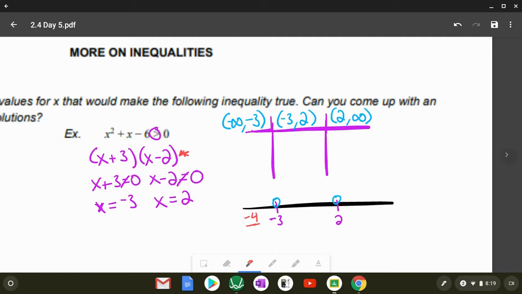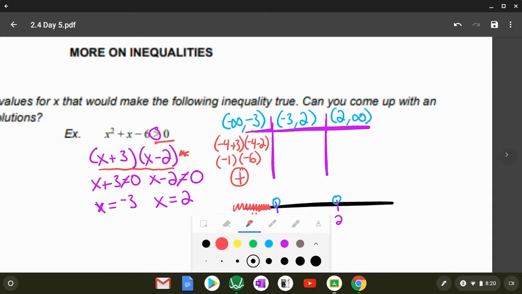The reason being is, if I plug in -4 plus 3 and -4 minus 2, because it is factored, all we care about is whether or not it is greater than 0. So when I plug in these numbers, I end up with -1 times -6, and a negative times a negative would be a positive. So because -4 causes the factored form of the left side to be positive, I know that this section is part of my solution set. So this section is going to be shaded and included.